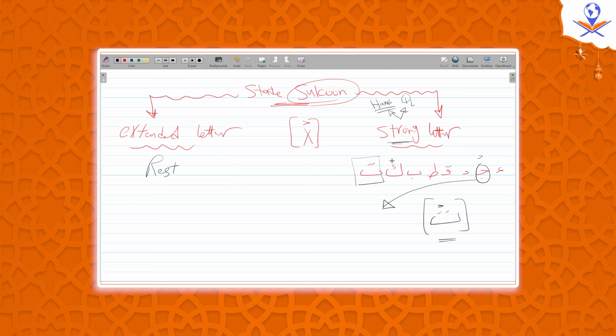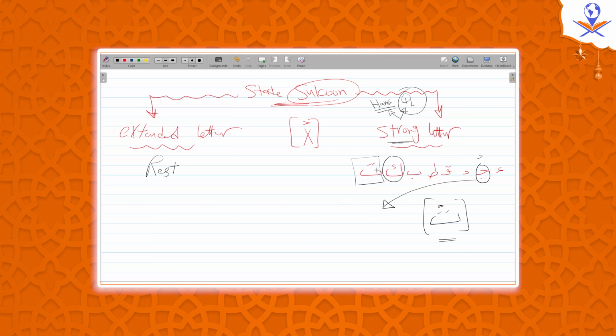How about, for example, jim? Jim is not from the hams letters. I will let you know the hams letters. So jim is from the qalqala letters. So I need to say aje, aje. Now I clear the jim and get rid of the strength of the letter. Now it's cleared, right? So easily I pronounce the letter. Same for ta, at.